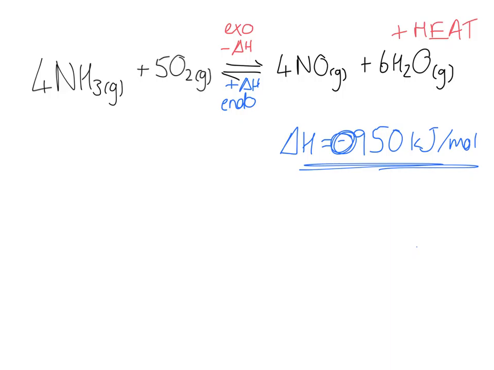Okay, what happens if I decrease my pressure? It goes to the right. Why is that? There are more gas molecules on the right. Great. What happens if I decrease the temperature? It's going to move to the right in order to replace the lost heat. Good. So a decrease in temperature favours the exothermic reaction.